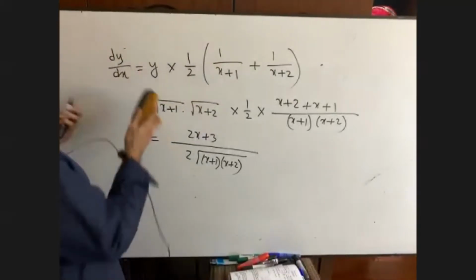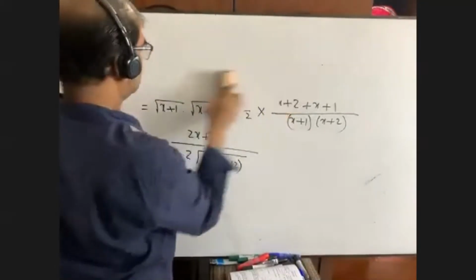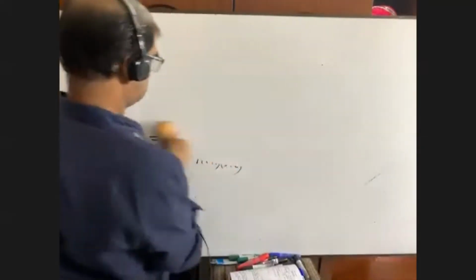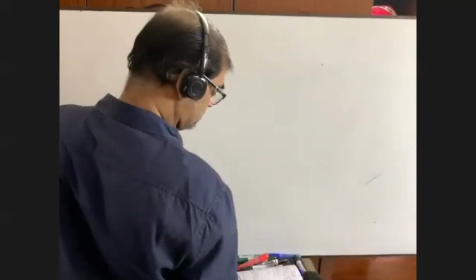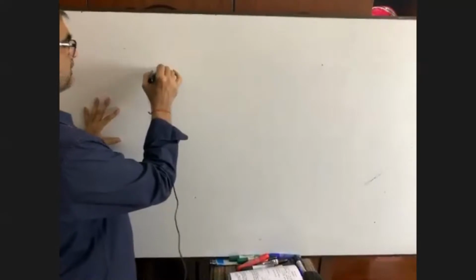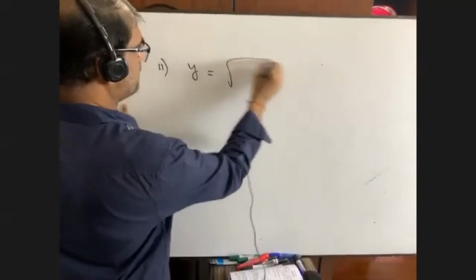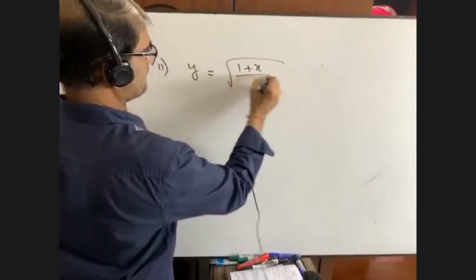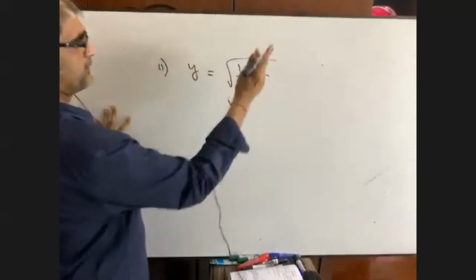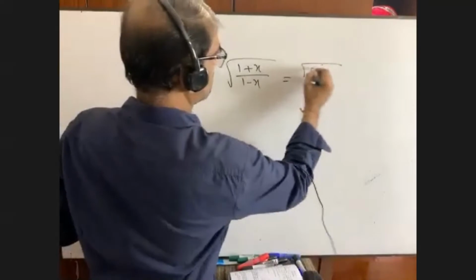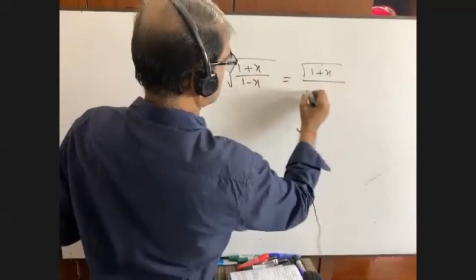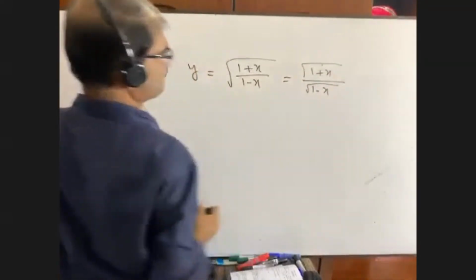So I should not do more maths. You see, I am giving you some math. Y equals to root over 1 plus x by 1 minus x. What is meant by this? Root over 1 plus x by root over 1 minus x.